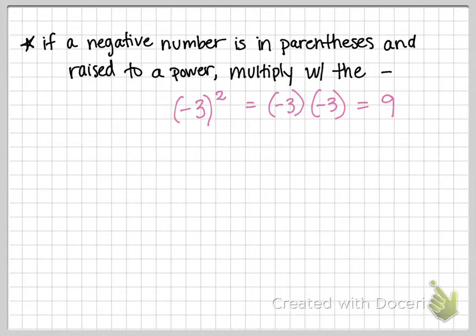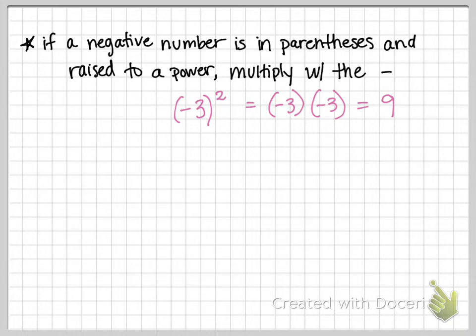Charlie: When you're always doing a negative to a power, will the answer always be positive? That's a good question. So if you're taking a negative in parentheses to a power, if it's an even power, it'll be positive. If it's an odd power, it will be negative. Okay? So let me show you.